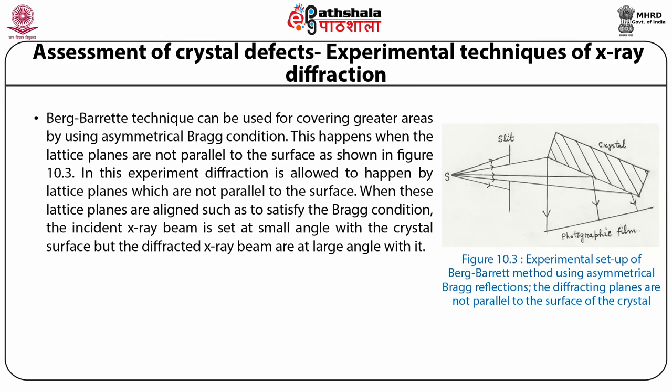The Burke-Barrett technique can be used for covering greater areas by using the asymmetrical Bragg condition. This happens when the lattice planes are not parallel to the surface, as shown in Figure 10.3. In this experiment, diffraction is allowed to happen by lattice planes which are not parallel to the surface. When these lattice planes are aligned so as to satisfy the Bragg condition, the incident X-ray beam is set at a small angle with the crystal surface, but the diffracted X-ray beam is at a large angle with it.